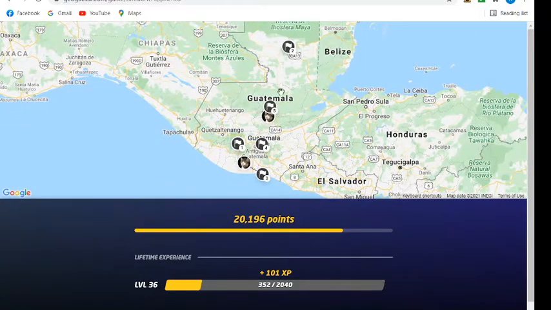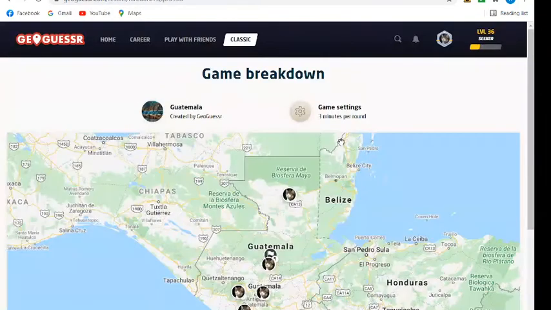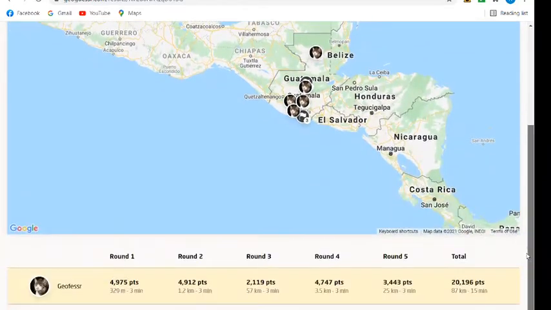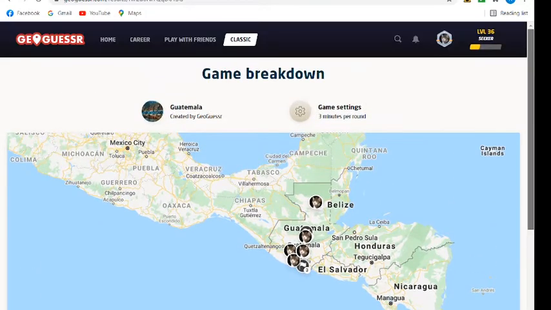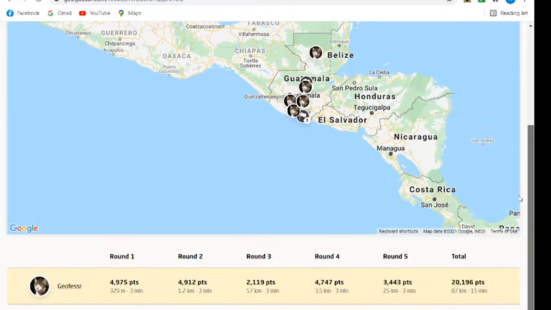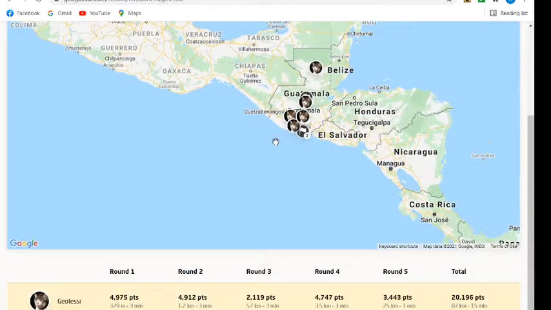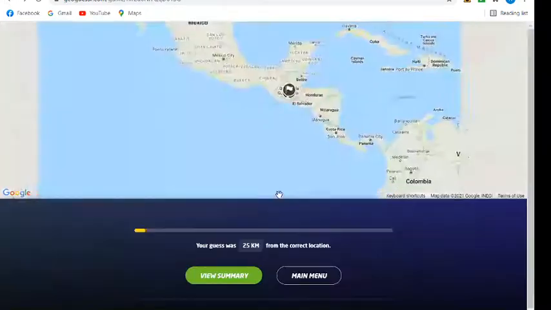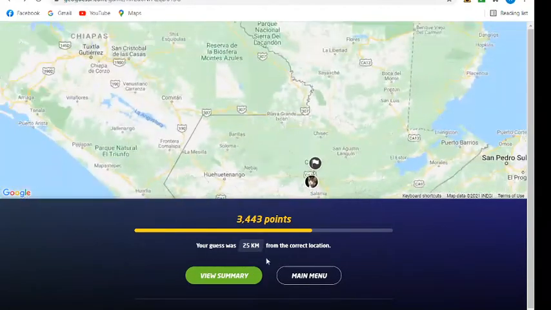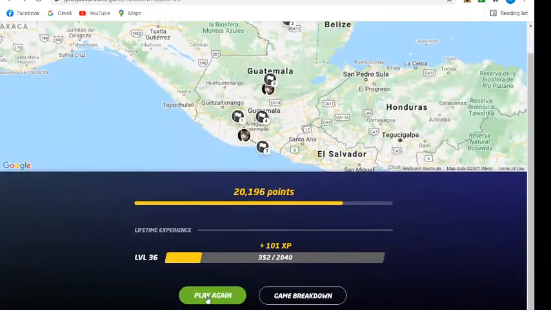Okay, so our first game we got 20,000 points. Not bad for a map this size. So when we do the breakdown, you can see a few of them I got fairly good. I got 329 meters on that first round, where I had the right village. But we had no 5Ks on that. Okay, so we can go back, view summary, play again.